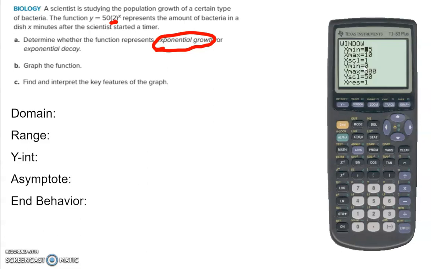The y maximum, I don't know how big the population is going to be for bacteria, so I just put it at 500. You could put it as 100, you could put any number, but it has to be bigger than 50 so that you can see it on your graphing calculator. And then my y scale, I'm just counting by 50. So now if I hit graph, you can see my graph here. So as I go to the right, as the time increases, so does the number of bacteria.